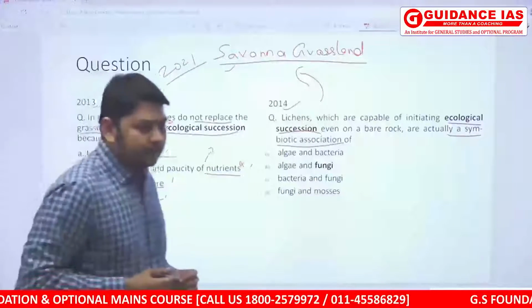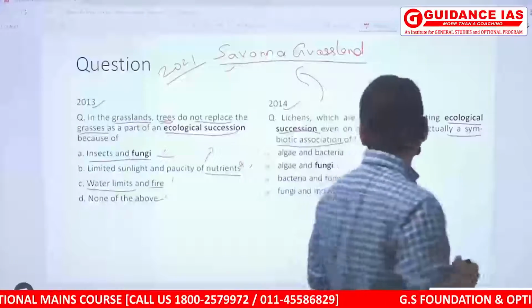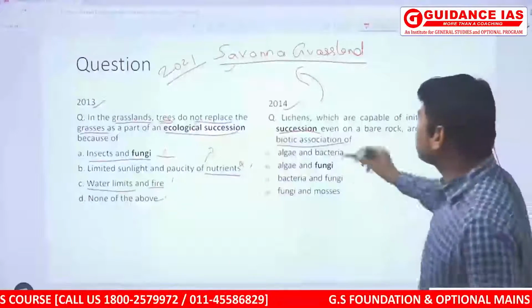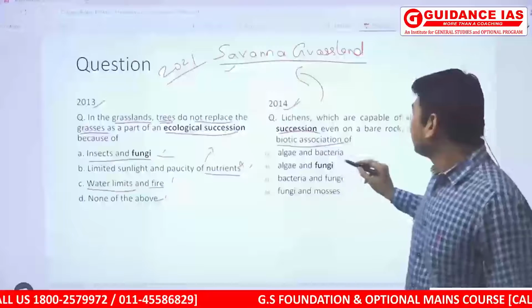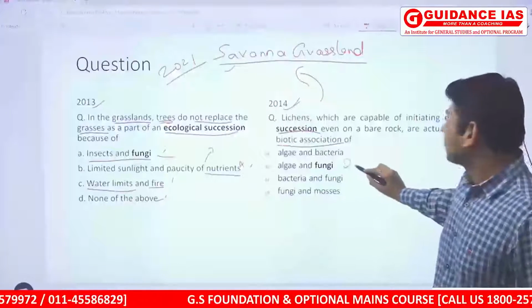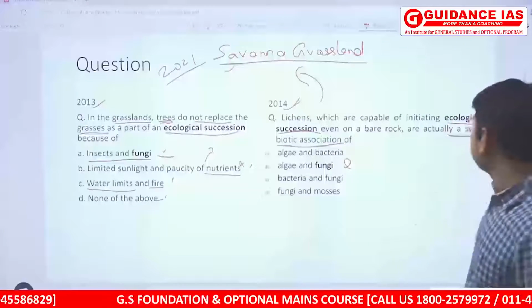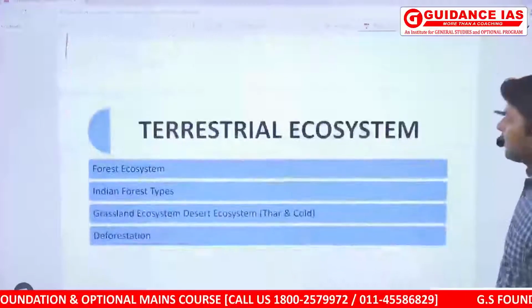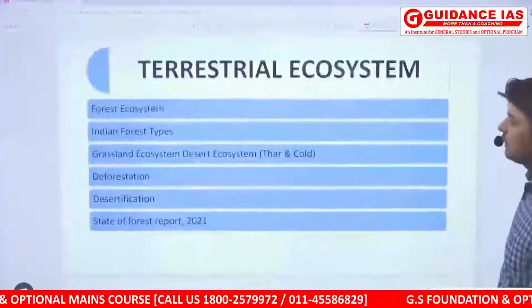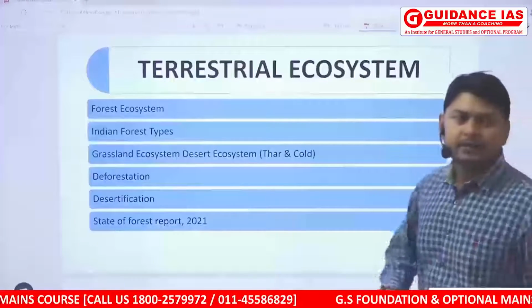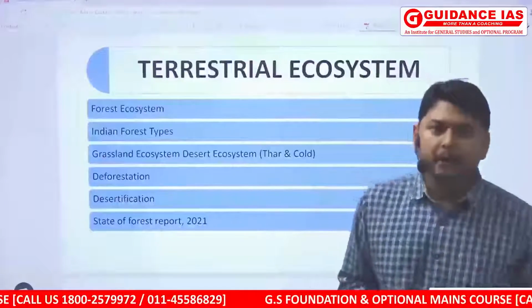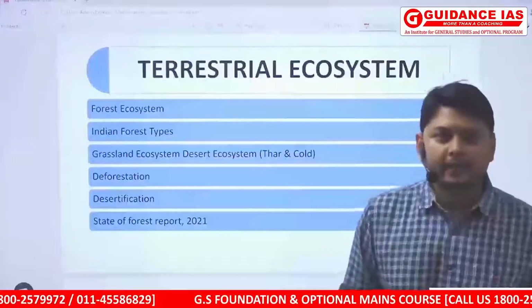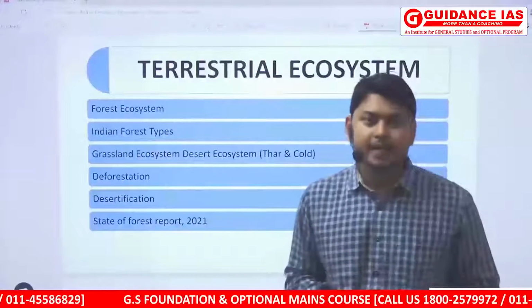We will see that the same kind of question on ecological succession was asked in 2014, and we have discussed this question earlier. Now we'll see the next question. Our next section is the terrestrial ecosystem. Basically, what is the terrestrial ecosystem? It is the part of the ecosystem which is on the territory, that is, land.